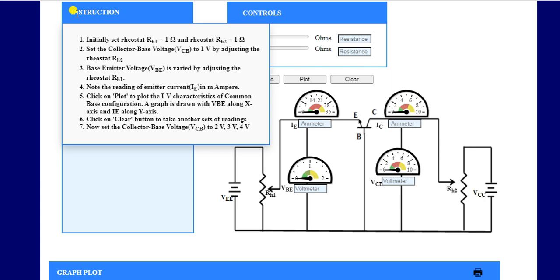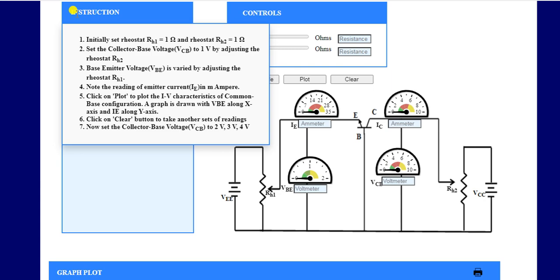One point that we have to remember in the input characteristic curve is that we are drawing a graph between input current, that is IE, and input voltage, that is VBE, by keeping the value of VCB as a constant. So for different constant values of VCB we are drawing a relationship between IE and VBE.